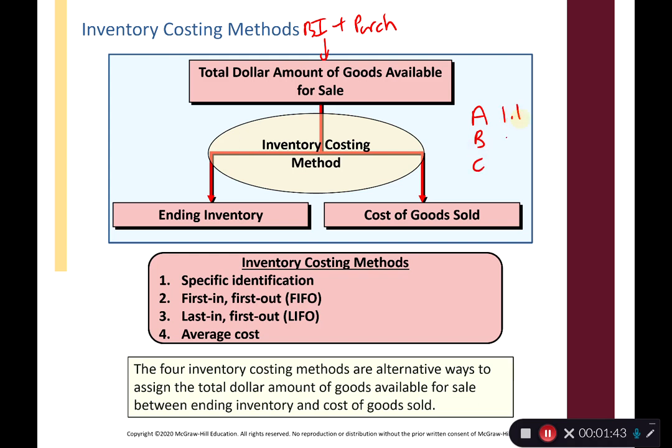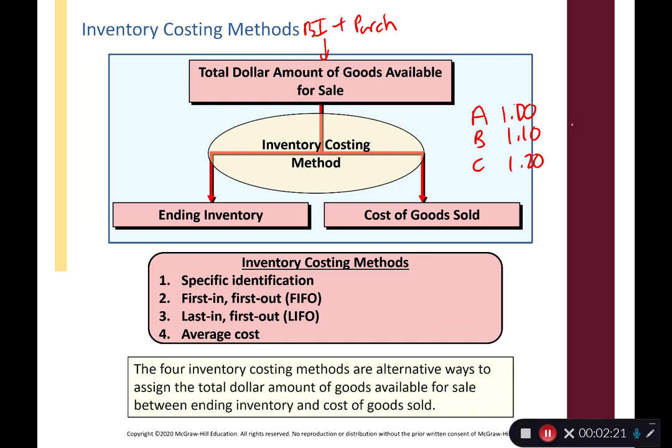We have 3 items, A, B, and C. A was $1, B was $1.10, and C was $1.20. With specific identification, if I tell you we sold item B, then cost of goods sold is the $1.10 because I told you so. And then ending inventory would be what's left over, which would be the $1 and the $1.20 added together. If I instead told you that we sold item C under specific identification, cost of goods sold would be $1.20. Why? Because I told you so. And then the leftovers would be A and B added together, or $2.10.